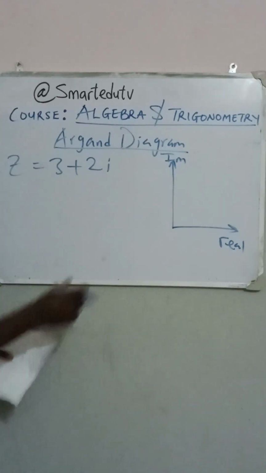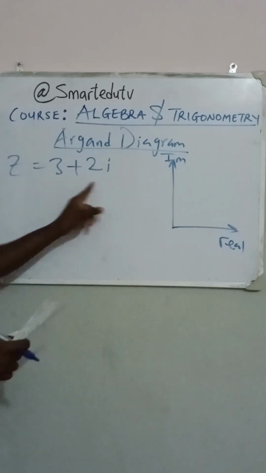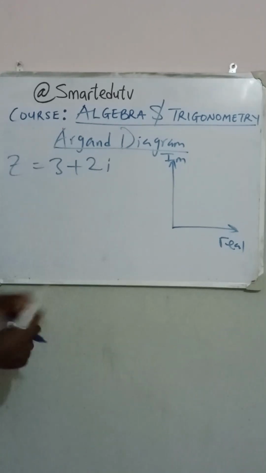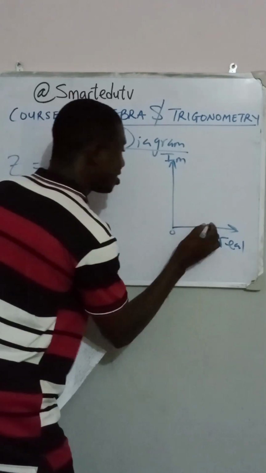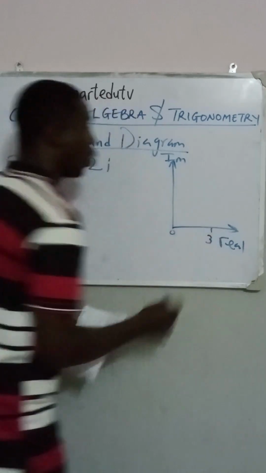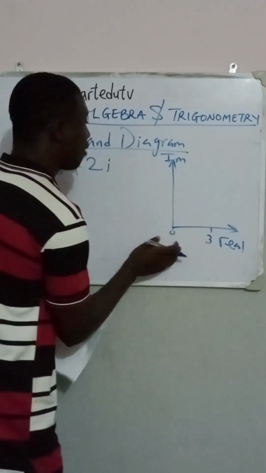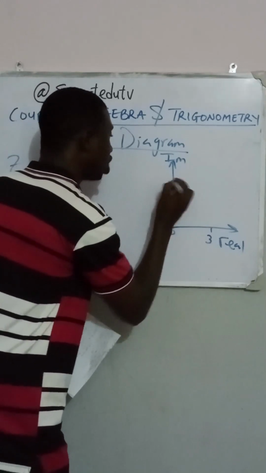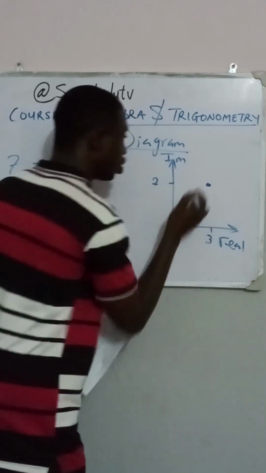Now, how do we represent this on the XY plane? When the value of x is 3, the value of y is positive 2. Let's assume this is the origin, 0. When x is 3, let's assume 3 is here. When x is 3, the value of y is positive 2. Let's assume here is positive 2. They meet around this point.